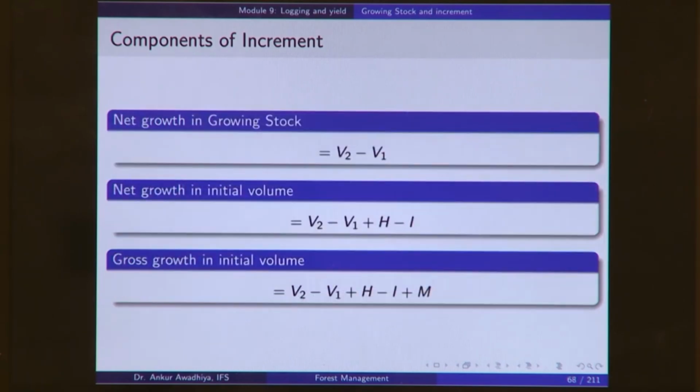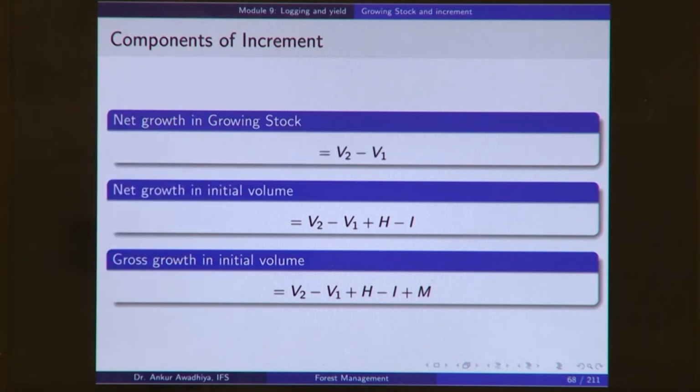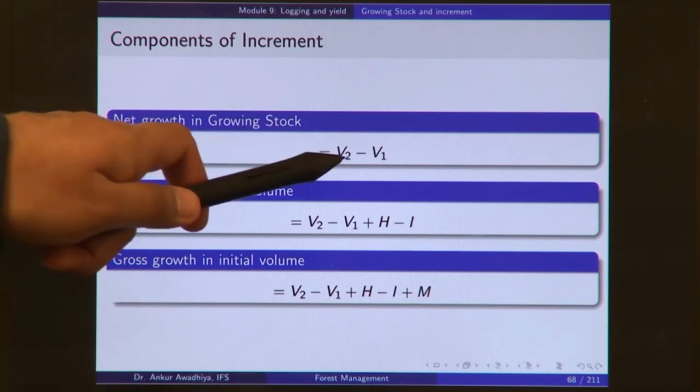Now, if we look at the components of increment, we can define 3 things. Net growth in the growing stock will be represented as V2 minus V1, where V2 is the growing stock at time t2, which is the volume of all the living trees above a certain diameter at time t2, minus V1, which is the volume at time t1. So, this is the net growth in growing stock.